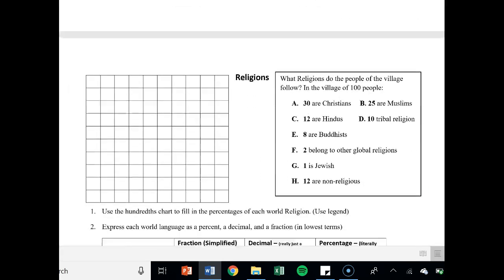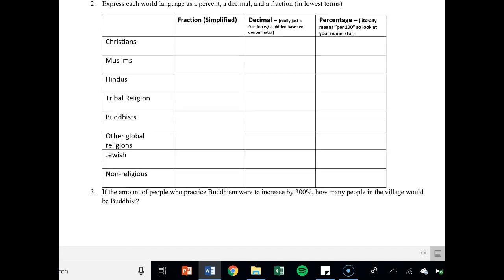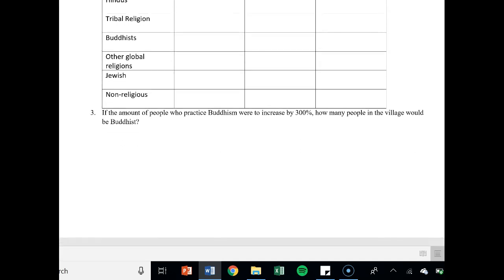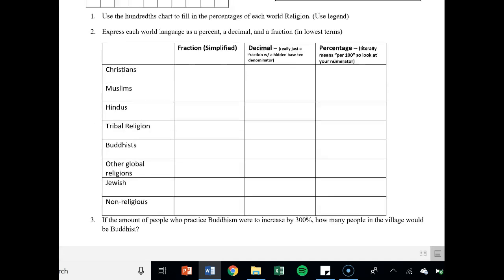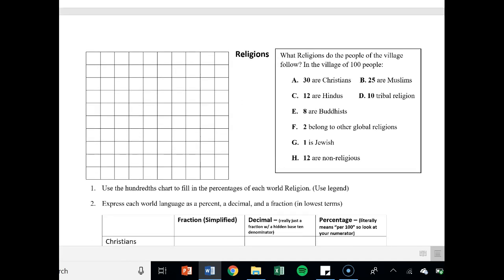The back side of this homework is exactly like the front, but it has to do with religion. So I'll let you go ahead and take it. Problem number 3 is very similar as well. All right. Call me if you have questions.